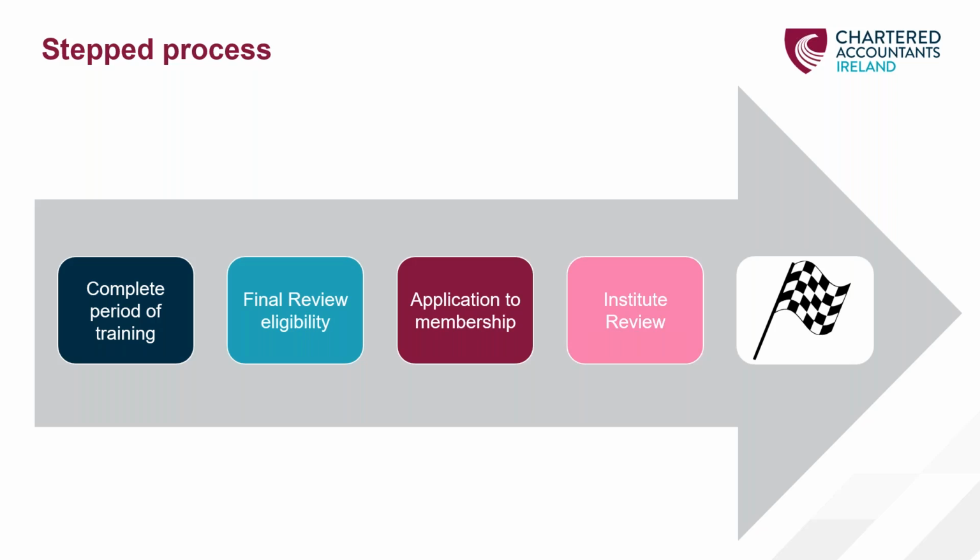So as we say, it's a stepped process that you need to follow in order to get to that stage. You need to complete your period of training, and once that has been completed on the CA Diary platform, you become eligible for a final review. Subsequently, once your final review is completed and locked by your mentor, you can gain access to the application to membership forms. We then, in training support, complete our review of your CA diary to ensure that it meets the requirements, and if you have all of that in order, we will approve your CA diary.